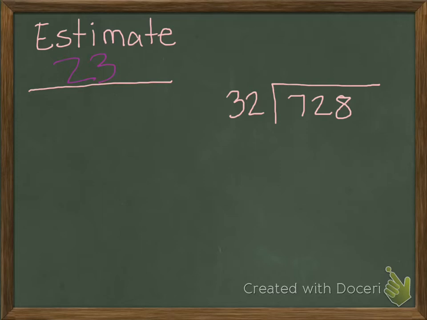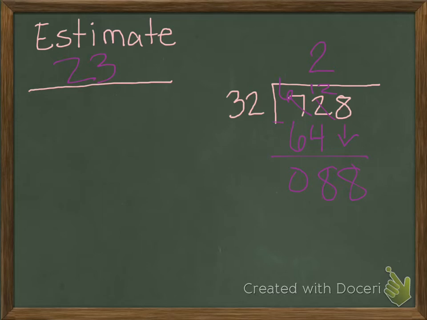So 32 goes into 72. If I round 32 down to 30, that would be about 2 times. 32 times 2 is 64. Subtract. Can't do 2 minus 4, so I have to borrow. The 2 becomes a 12, and then you subtract. 12 minus 4 is 8. 6 minus 6 is 0. Then we bring down the 8.